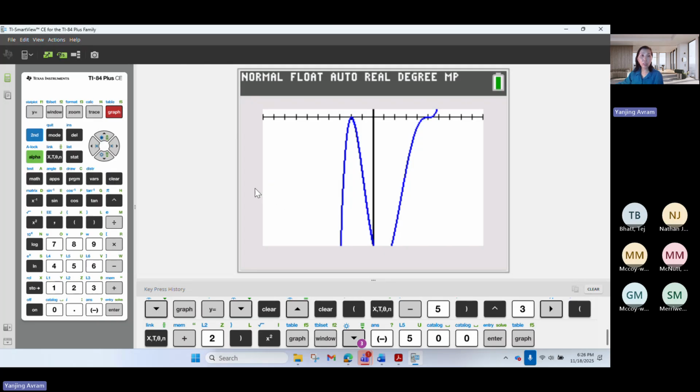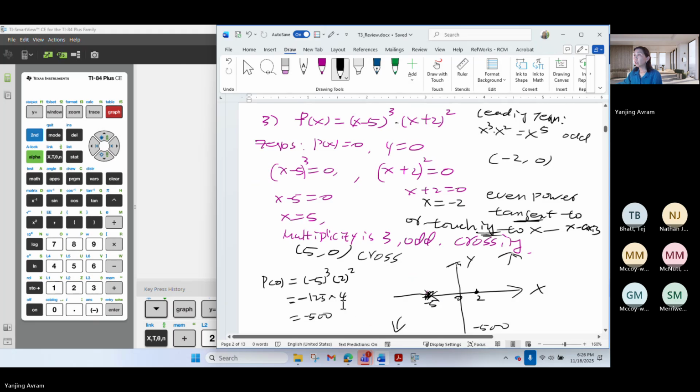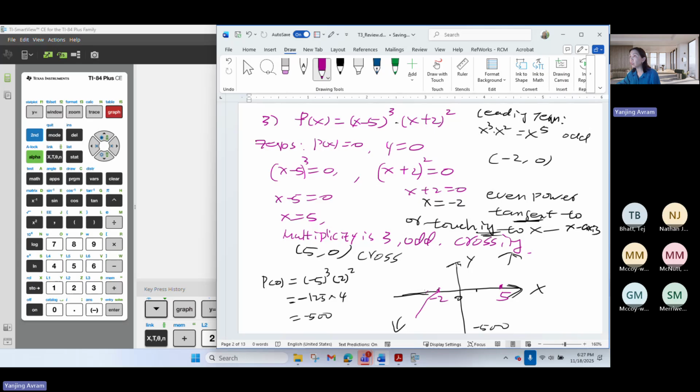I'm sorry, I put in the wrong graph. That's why I couldn't make it work that way. So negative 2 should be right here, and 5 right here. Negative 2 is touching: we come here, touch, and then come back. Then we cross this one right here and go this way. All right, now it works.